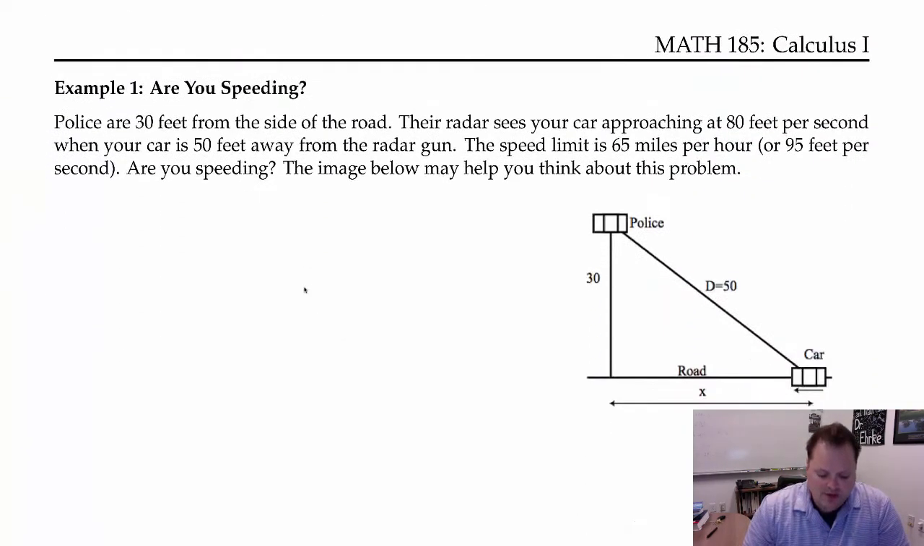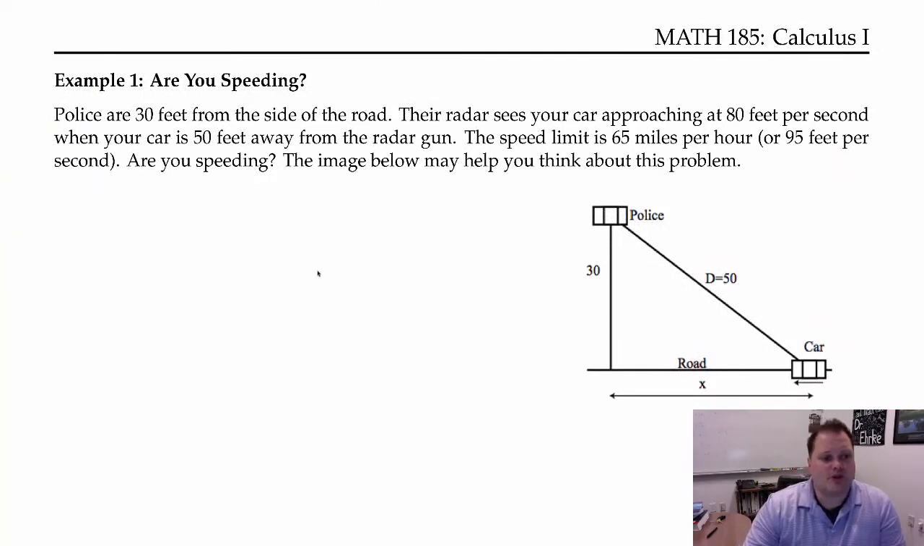All right, so first question. Suppose we are 30 feet from the side of the road. So here's the roadway. 30 feet from the side of the road is a police officer. The police officer is shining their radar gun at a car that's passing on the road. We know that the car is approaching at a rate of 80 feet per second, and when the car is 50 feet away from the police officer, we know that the speed here is 80 feet per second. If the speed limit is 65 miles an hour, or approximately 95 feet per second, what I want to know is, are we speeding?